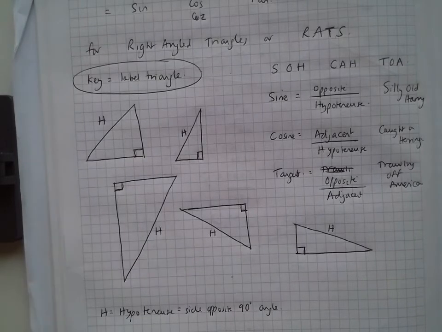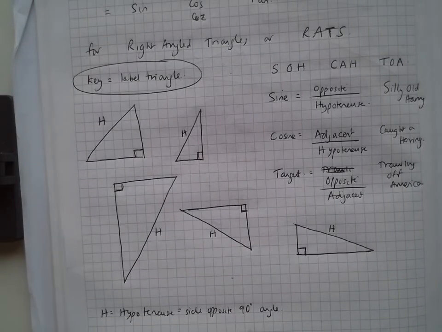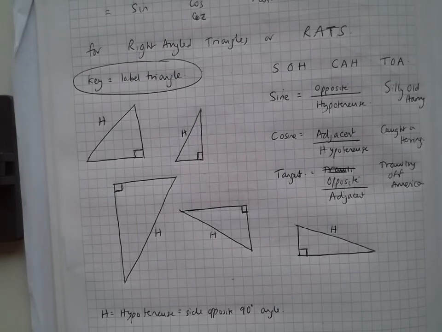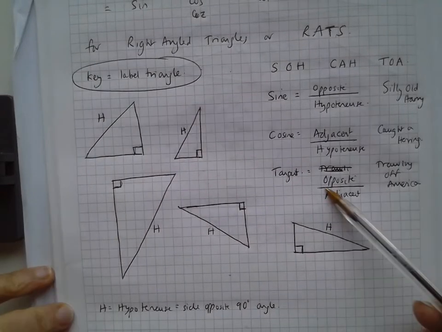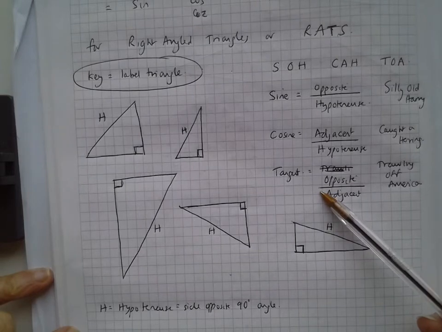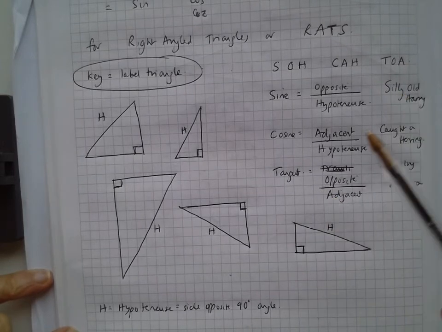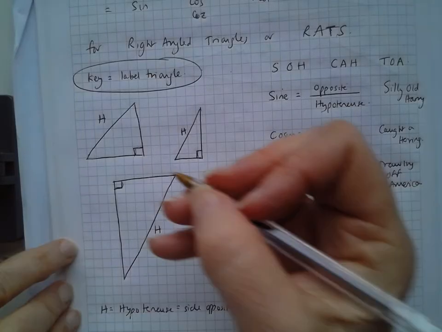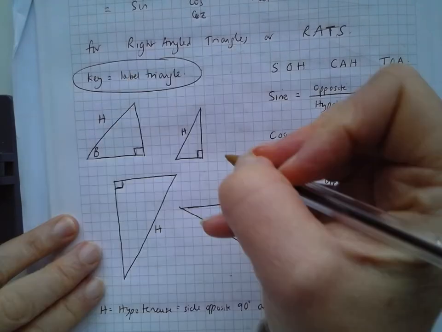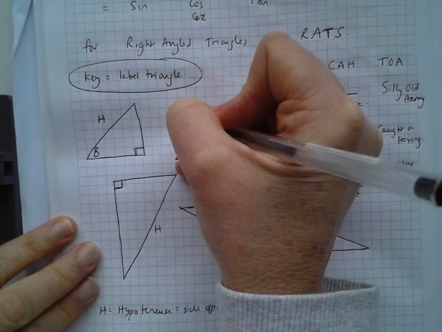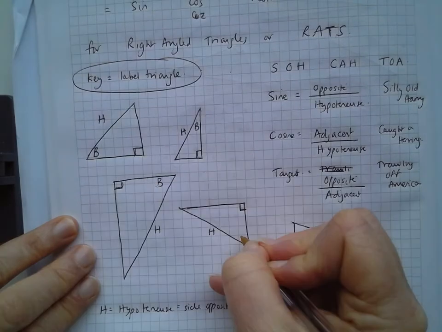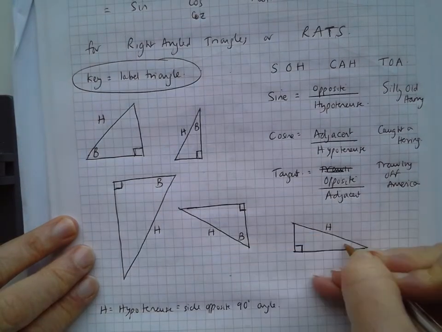Now, for us to be able to put in our opposites and our adjacents, which we're going to need for these, and we'll talk more about what these are tomorrow, in order to be able to label something an opposite or an adjacent, I need to decide which angle I'm talking about. So I'm just going to put in some angles here. I'm going to call this angle B, this angle B, this angle B, and this angle B. In each case, that's the angle that I'm referring to.